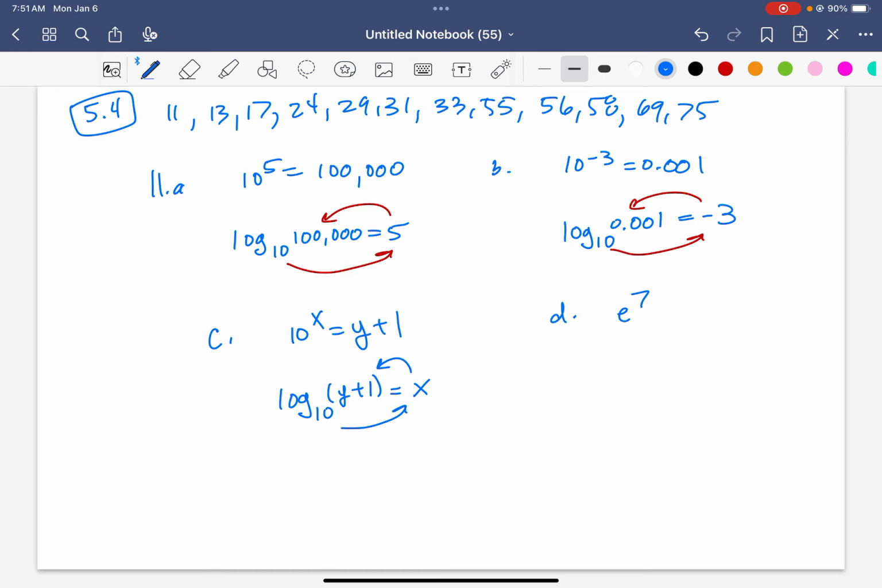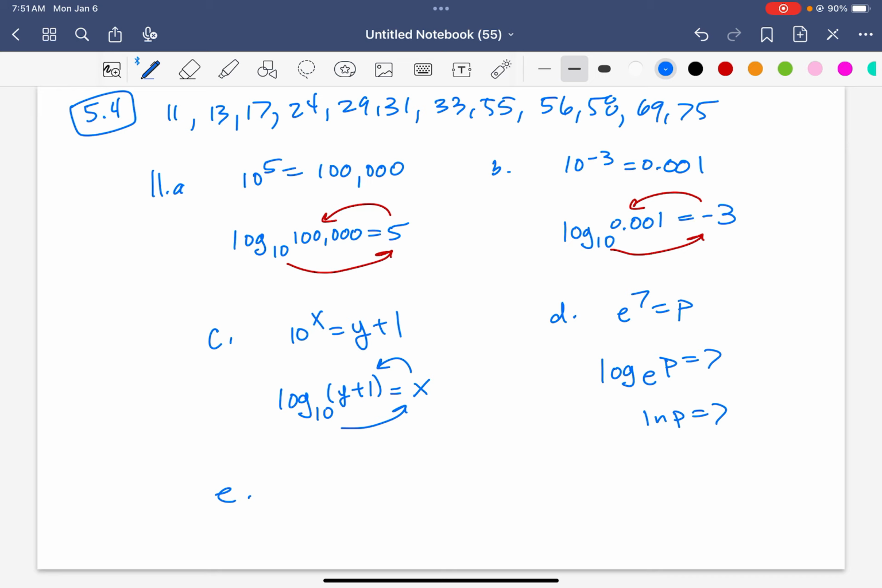D, e to the 7th is p. That means that log base e, in this case, of p is equal to 7. So that's natural log of p is equal to 7.